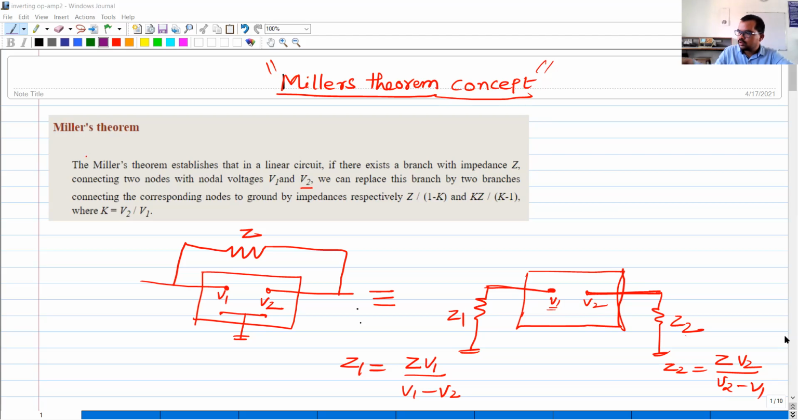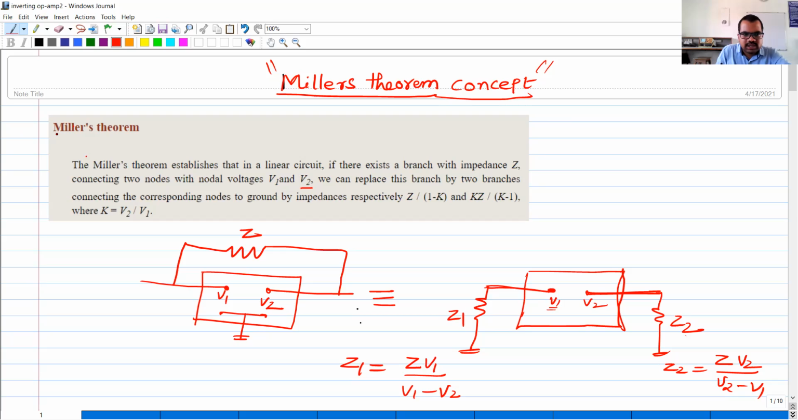Today I'm going to explain the practical inverting operational amplifier with negative feedback. Before going to understand the operation of the practical inverting operational amplifier, some concept is important. That concept is Miller's theorem.